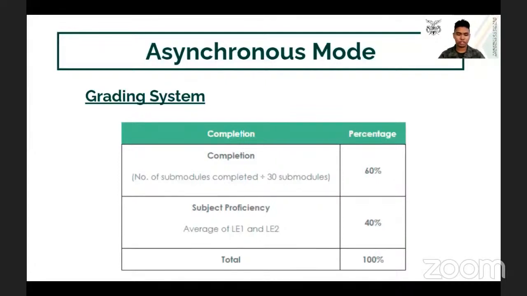Grades are computed using two components, 60% for submodule completion and 40% for subject proficiency. Submodule completion is computed by dividing the cadet's completed submodule over the total number of submodules. This is accomplished when a cadet submits his or her assessments and then gets a grade of at least 70%. Subject proficiency is meanwhile computed by taking the average of the cadets' two long examinations. To pass, cadets must obtain at least 45% for completion and 30% in subject proficiency. Failing any of these two components will mean getting a grade of incomplete in the course.